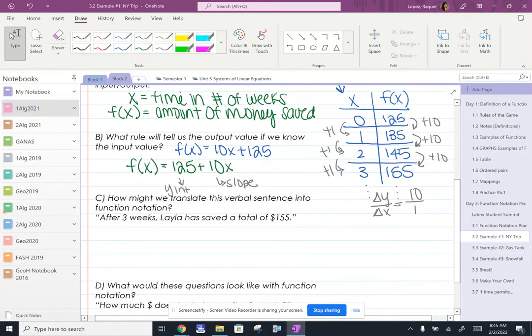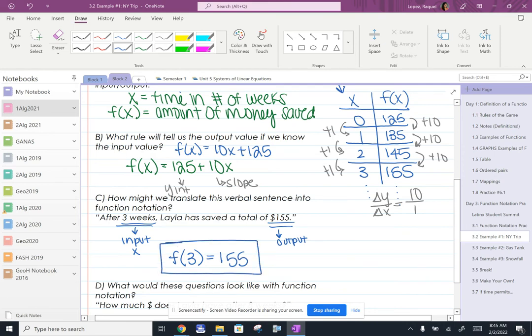Okay. Part C is asking how might we translate this verbal sentence into function notation. So after 3 weeks, Layla has saved a total of $155. So 3 weeks, remember, that represents our input, that represents our x, and this is our output. So we say that when we put 3 into our function rule, we're going to get out $155. So we use function notation, and we can write it just like this.